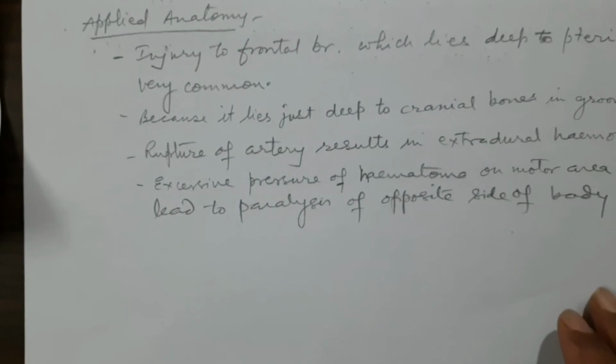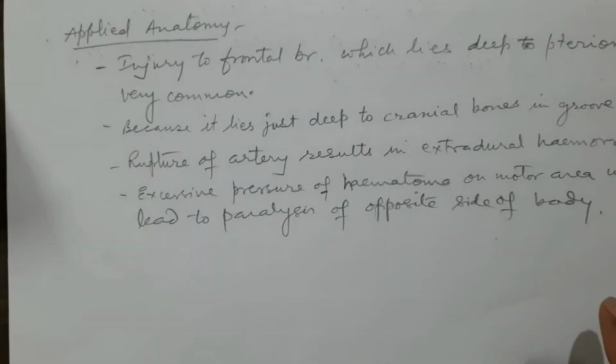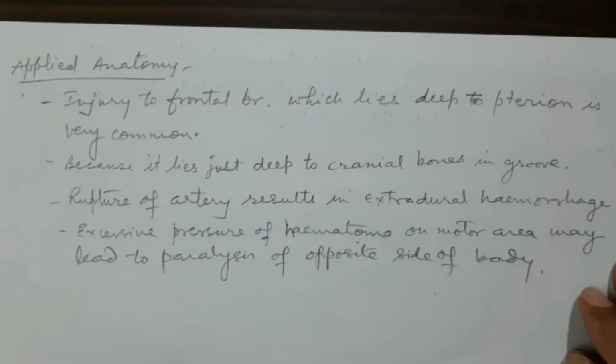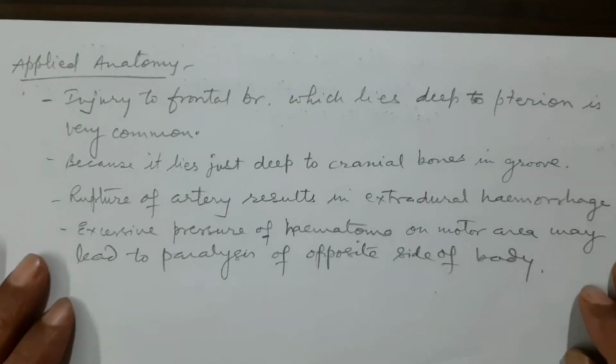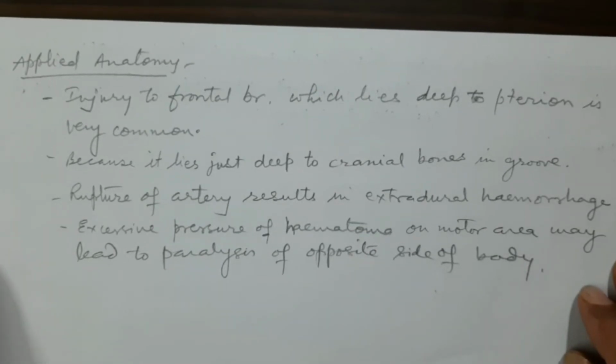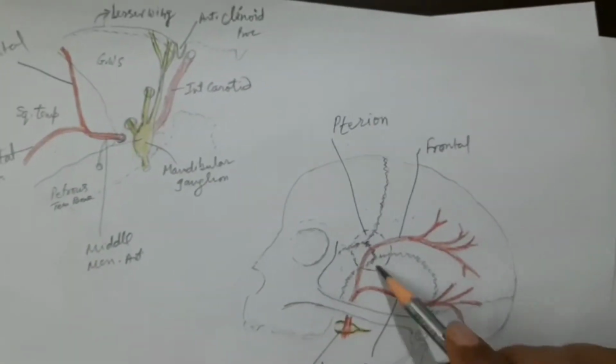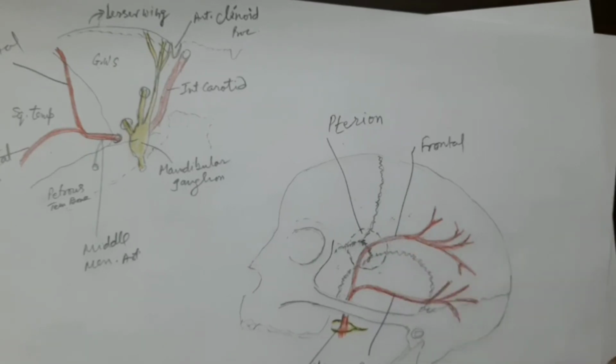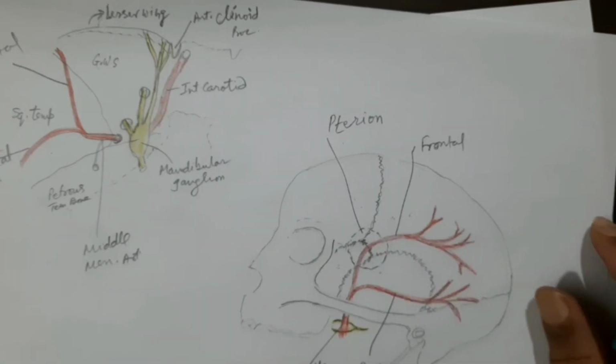Let us come now to the applied anatomy of the middle meningeal artery. As I said, this artery is of great importance for surgeons because frequently it gets ruptured while it is passing deep to the pterion. That means the frontal branch will get ruptured while going deep to the pterion, and there will be a collection of blood because of the rupture.